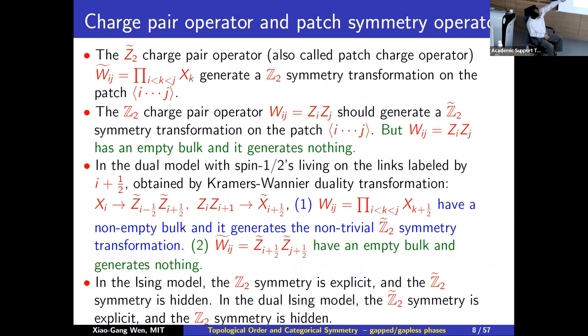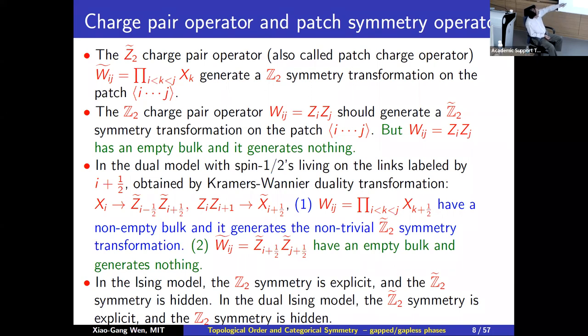And so from the similarity, we will say maybe this Z2 charge pair operator, Zi Zj, should generate a Z2 tilde transformation, a dual symmetry transformation on the patch. But here the bulk is empty, so they don't do anything. Then we can make them do something by doing this Kramers-Wannier duality transformation. We have another model, where the spin now lives on a link, not on a site, and we have this mapping of X to the dual spin.